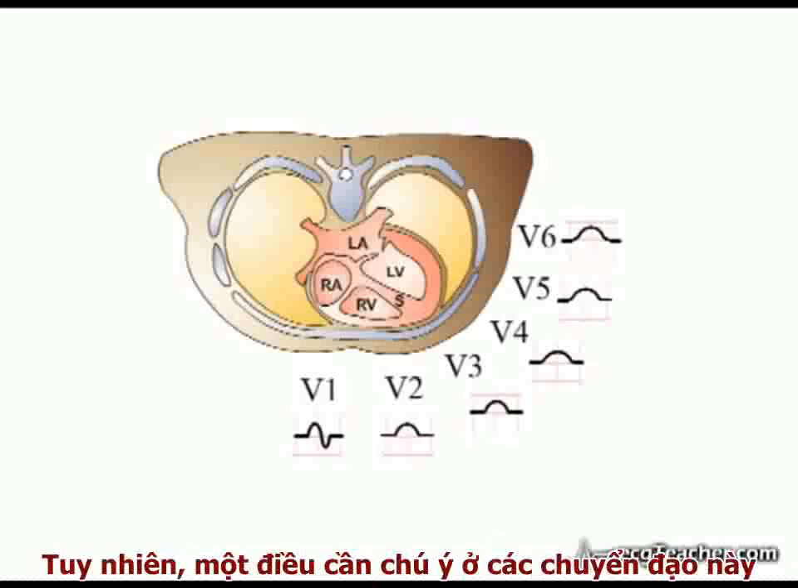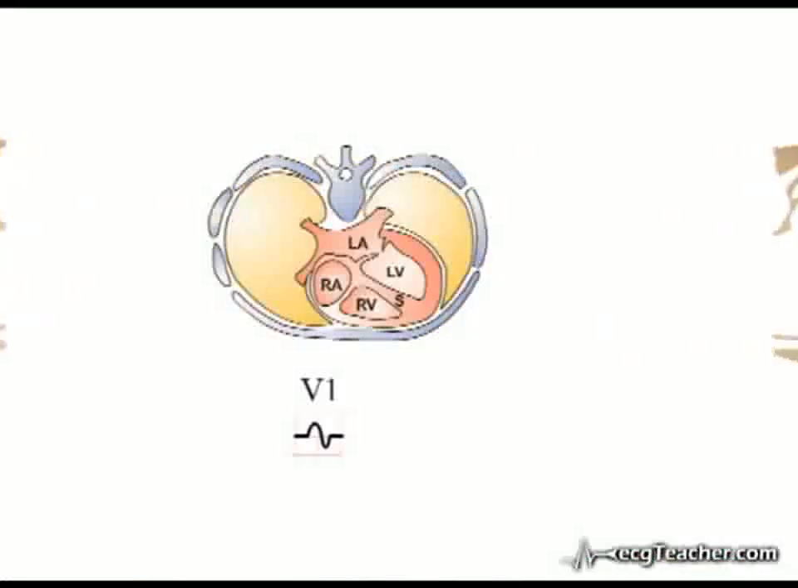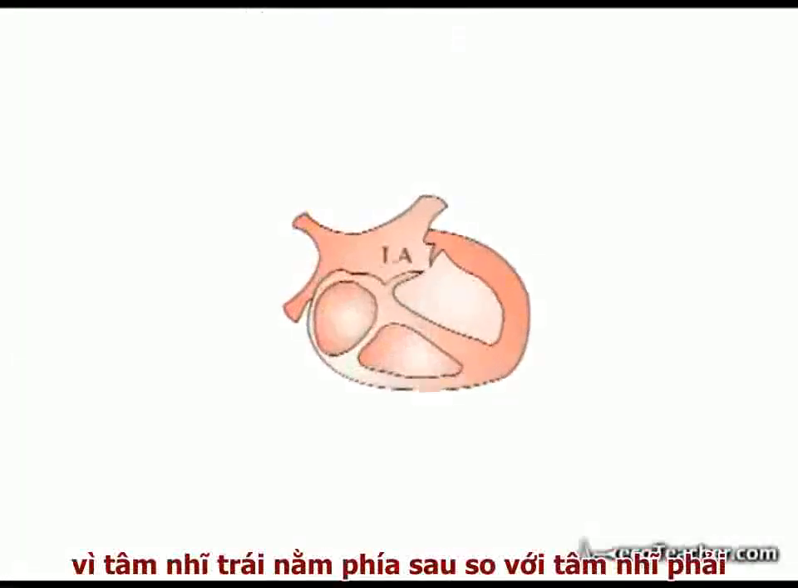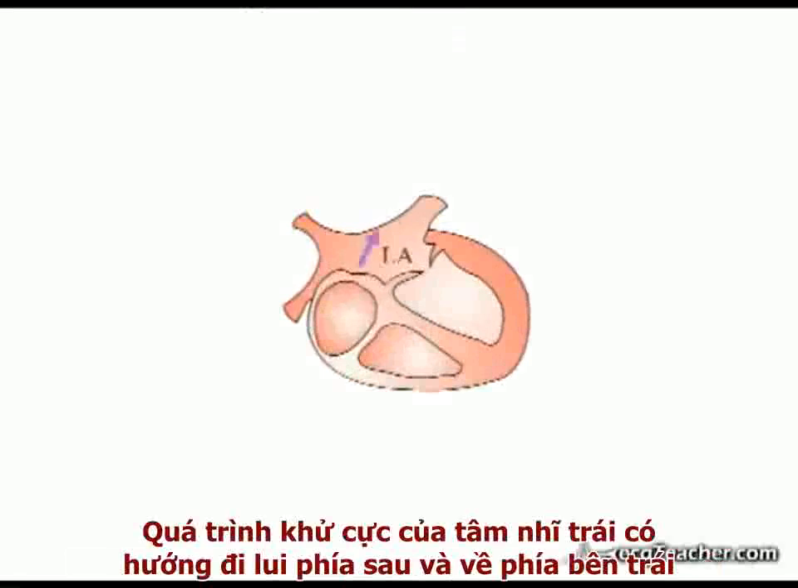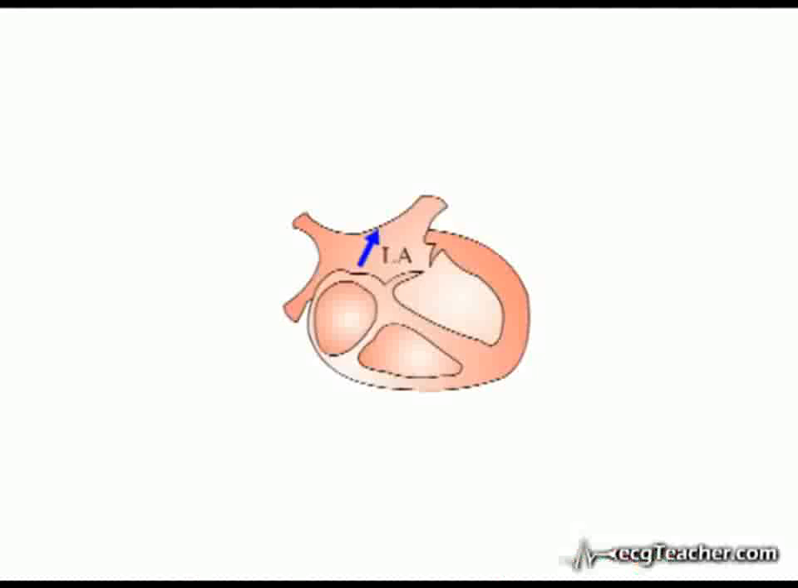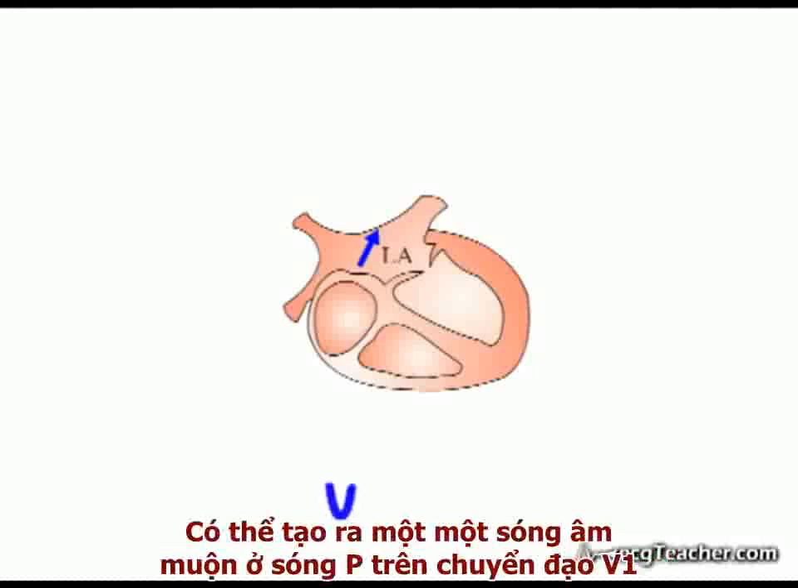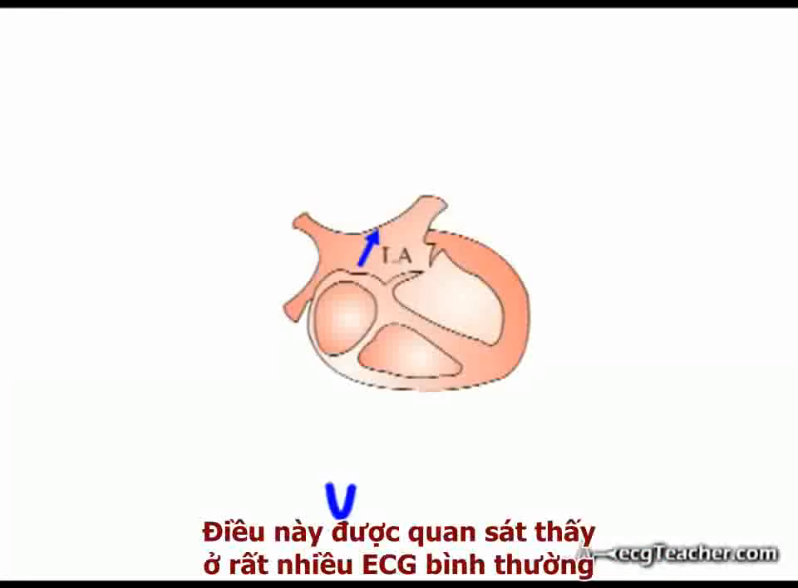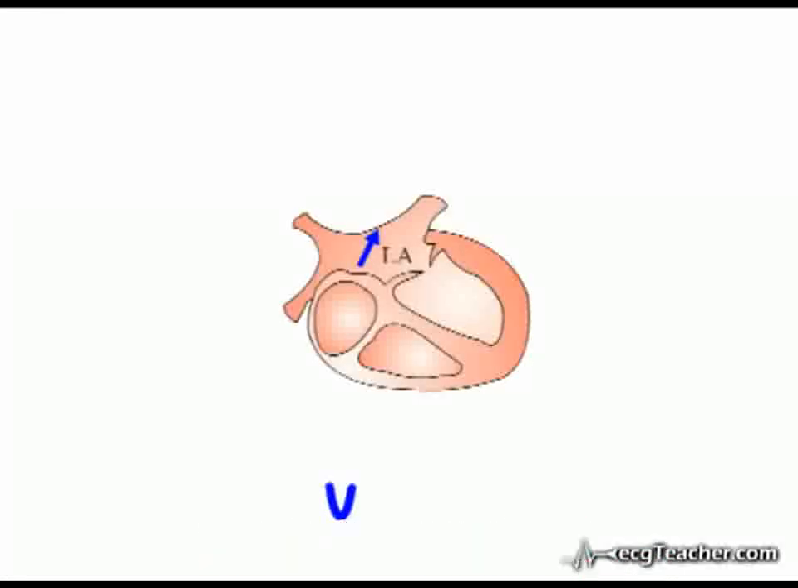However, one point of note in these leads: as the left atrium lies somewhat posterior to the right chamber, left atrial depolarization moving posteriorly and to the left may produce a small negative terminal deflection in the P wave recorded in lead V1. This is observed in many normal ECGs. However, in the presence of left atrial enlargement, this finding can be dramatically exaggerated.